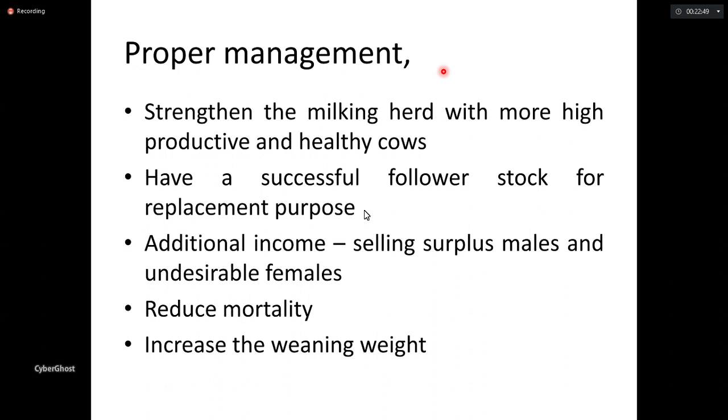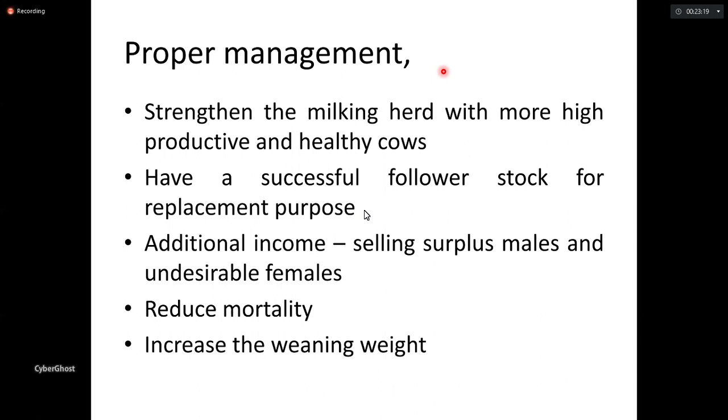Then we can increase the weaning weight of these animals, right? Weaning means when we stop the milk. So we should be able to have very good growth at the time of weaning, or when we are cutting down the milk volume that we usually offer for these animals, right? When we stop the milk, these animals should have a good body weight, so we can assure they will survive without any problem later.